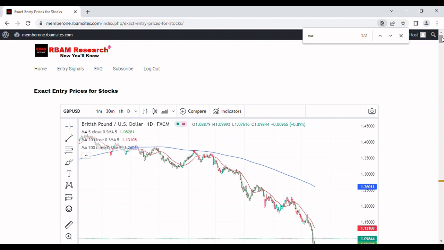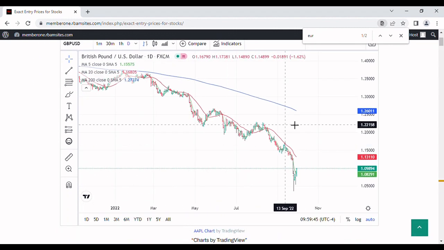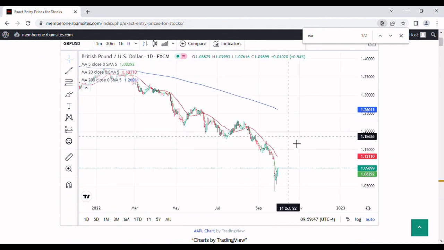We're going to do a brief video on GBPUSD. That's GBPUSD Analysis Today. We've got a daily chart up here of the British pound versus the US dollar, and we've got a 5-day moving average in green, a 20-day moving average in red, and a 200-day moving average in blue.